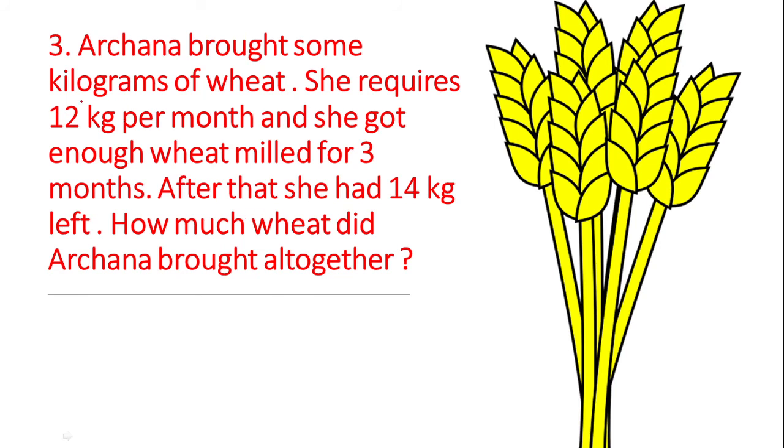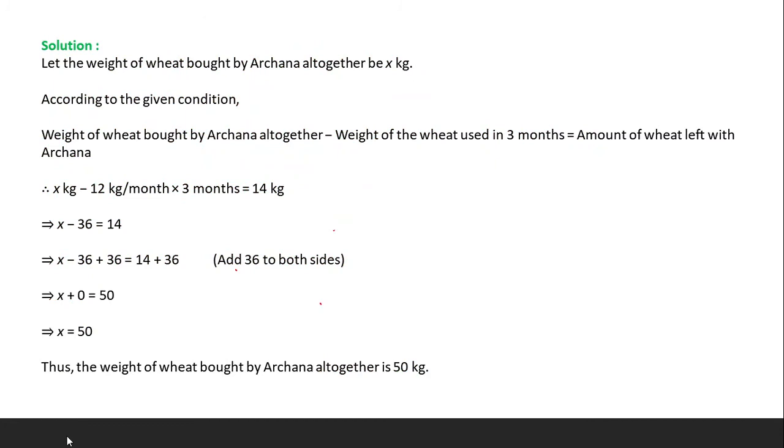After that, here we have a third sum. Archana has bought some kilograms of wheat. She requires 12 kg per month and she got enough wheat which is milled for 3 months. After that, she had 14 kg left. How much wheat did Archana buy altogether? Now let's start solving this.